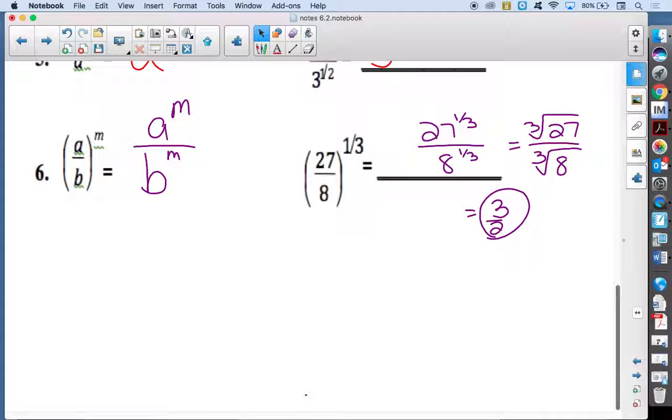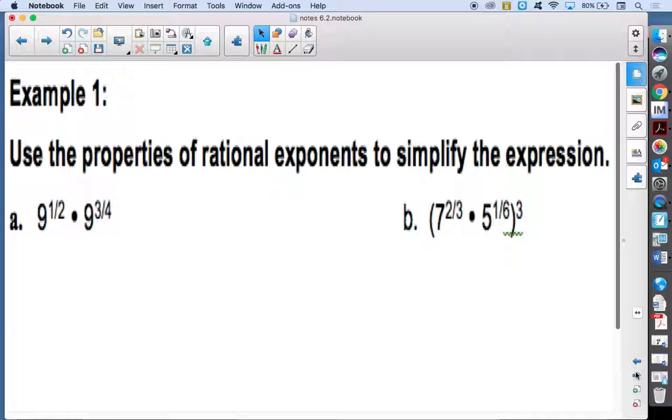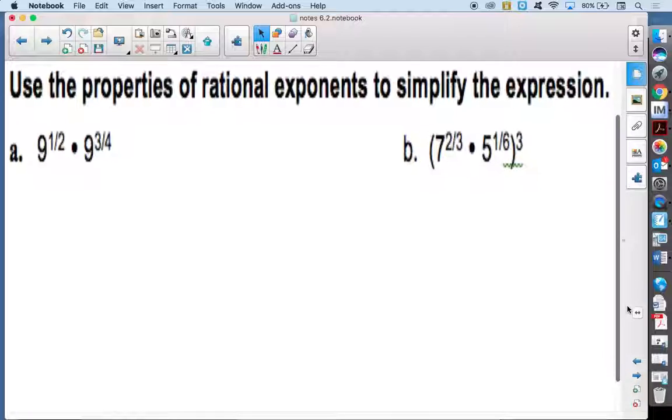Any questions with those properties? So the properties are pretty straightforward. However, the problems get a lot more interesting when the exponents don't have the same denominator. So if you look underneath, it says to use the properties of rational exponents to simplify the expression. So our goal is to get it broken down as far as it'll break down using the properties of exponents.